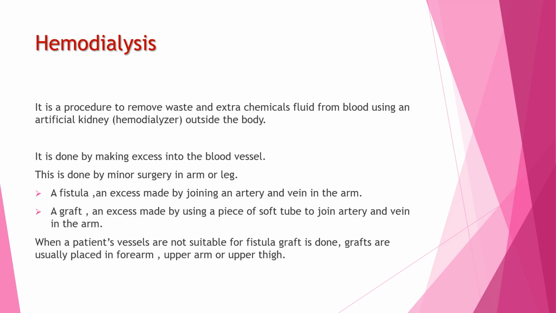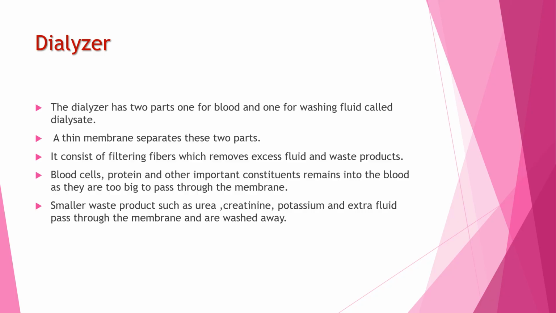When a patient's vessels are not suitable for a fistula, a graft is done. Grafts are usually placed in the forearms, upper arms, or upper thigh. Dialyzer: the dialyzer has two parts, one for blood and one for washing fluid, called dialysate. A thin membrane separates these two parts.